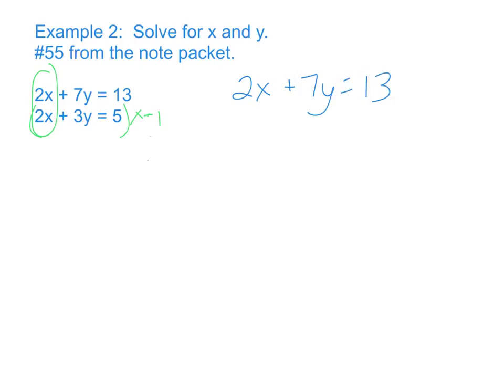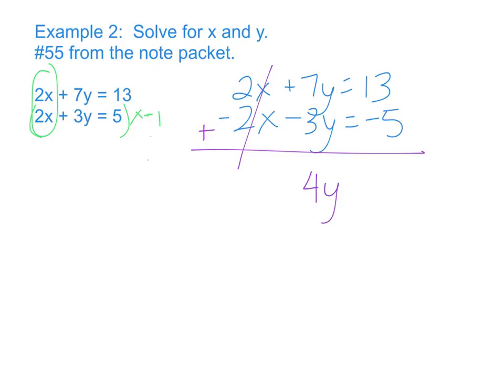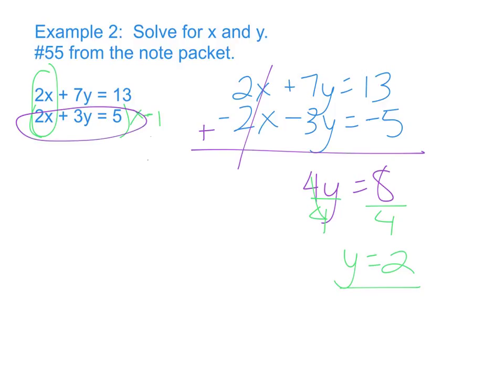So 2x plus 7y equals 13. Now we have -2x minus 3y equals -5. We can then add them together, and our x's will eliminate. So we have 4y equals 8. From here, we're going to divide both sides by 4 to get y equals 2. So we solved for y. Now we have to go back and plug it in and find our x. And again, it does not matter which one you plug it into. I'm going to plug it into the bottom equation this time.